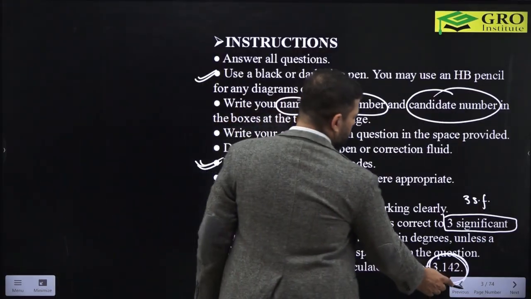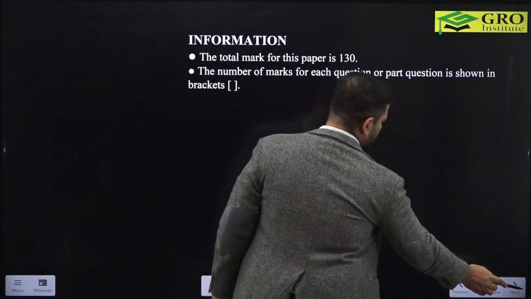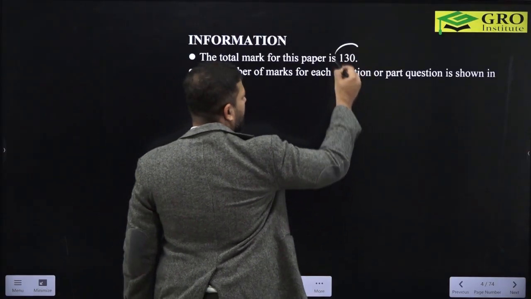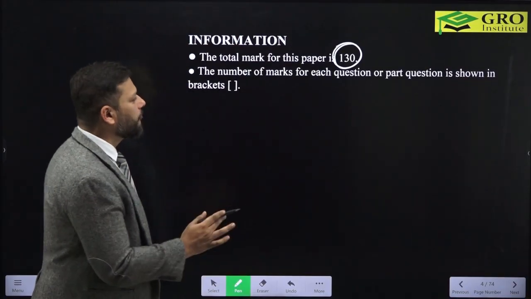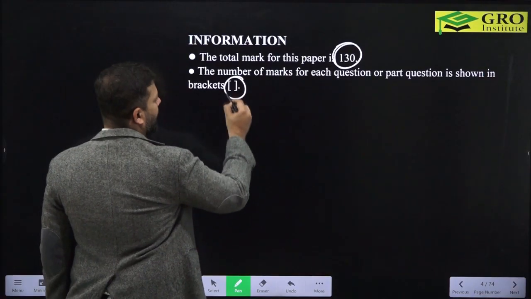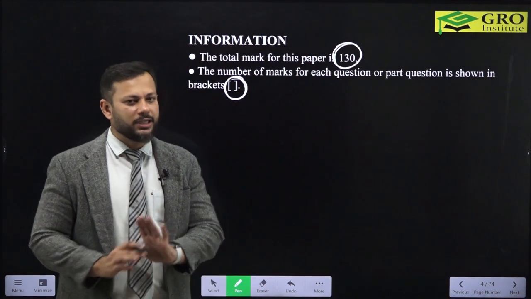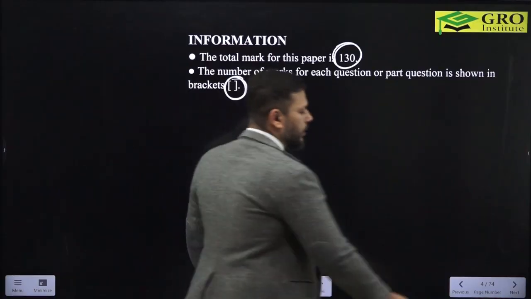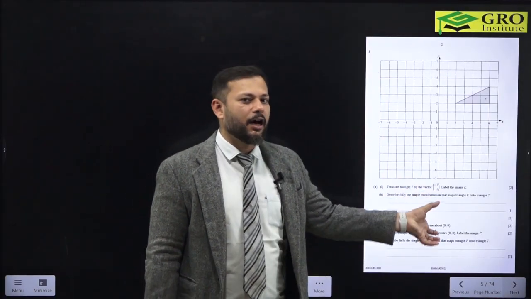One more thing I want to tell you: the total marks of this paper is 130. This paper consists of 130 marks, guys, and the number of marks for each question or part question is shown in the square brackets in front of it. So yes, we are now clear with all the instructions, just the same as the instructions that were there in paper 2. Let us begin.